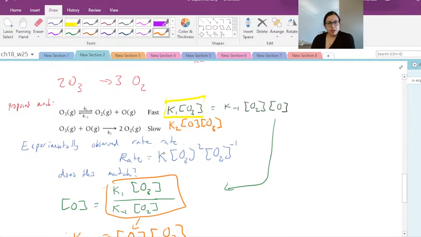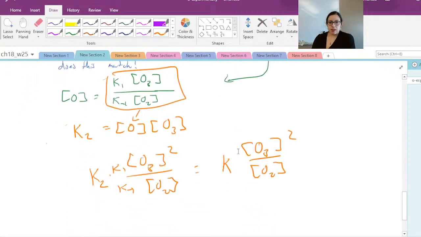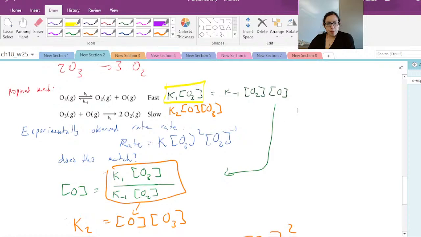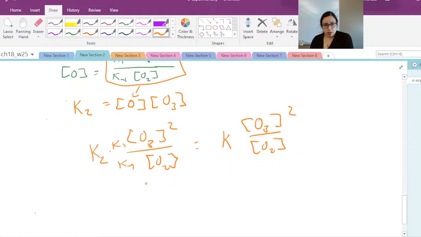So it says experimentally observed was this of K ozone squared over oxygen. And yes, we verified that from our proposed mechanism. So then we can say, right, proposed mechanism works out. Does that make sense?